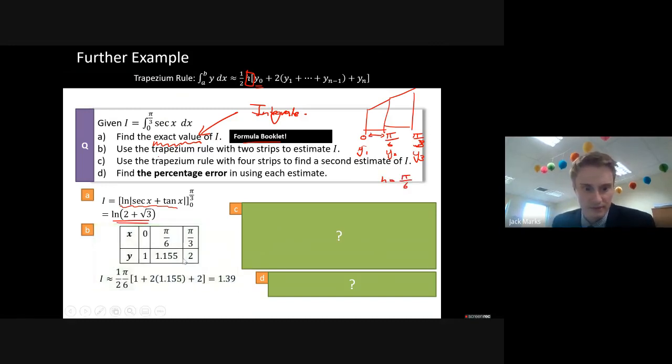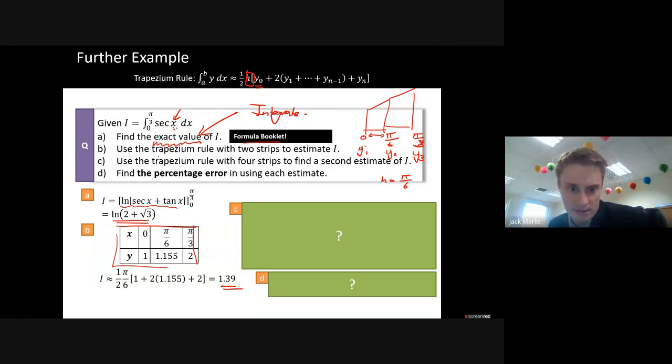And if we do all of that, we get this answer here. Yeah. So you do need to actually work out what those y values are. They haven't been given to you. So to find those y values, you put 0 in here, and then pi over 6 in here, and pi over 3 in here to get your table of values.